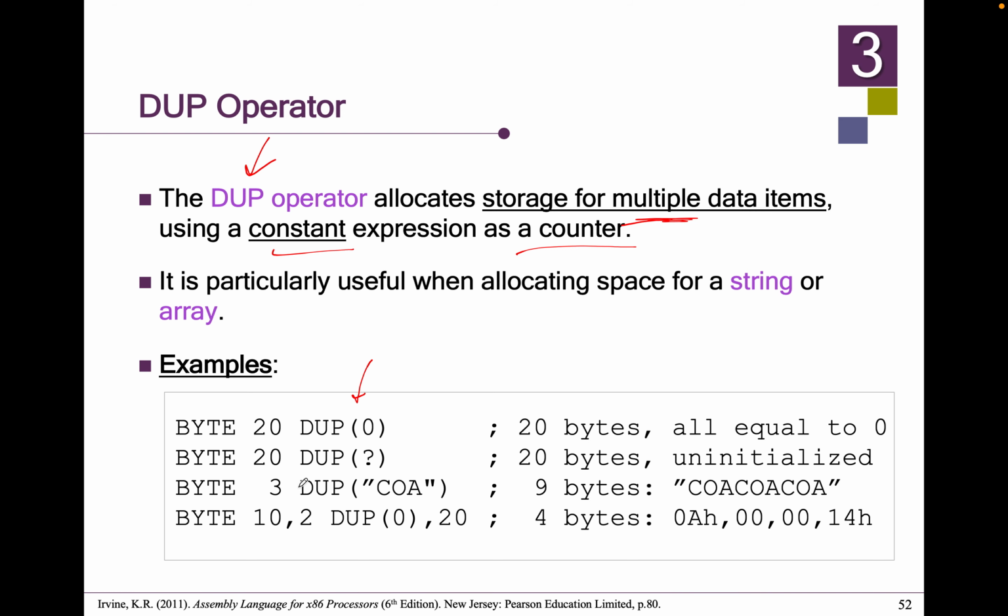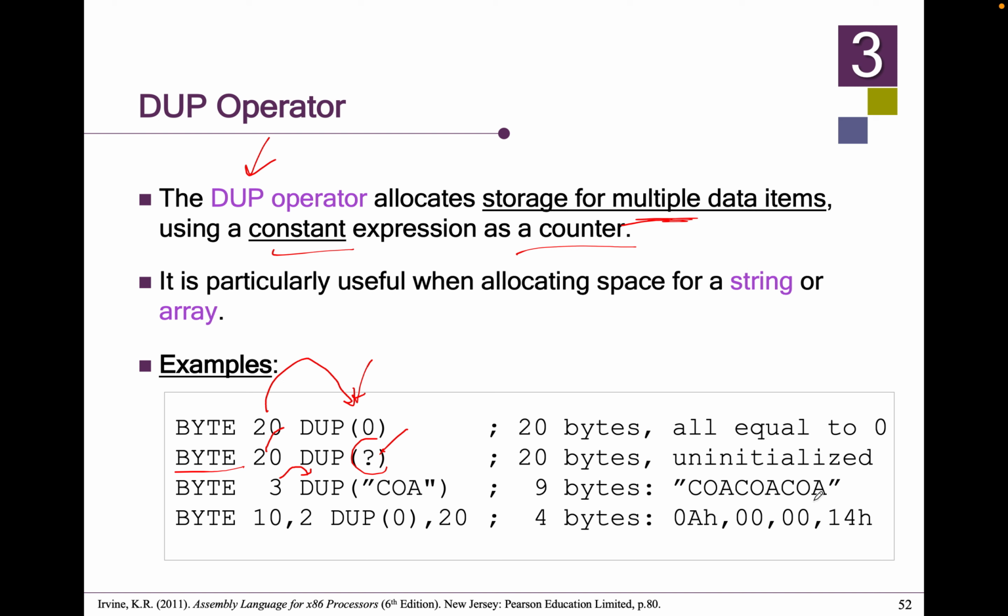And you have byte 3 DUP COA. So how many times do you have? You're going to have 20. You duplicate 20 times of 0. You have 20 times of your byte here. You put this one, which of course has nothing inside. You have 3, you duplicate 3 times of your COA.